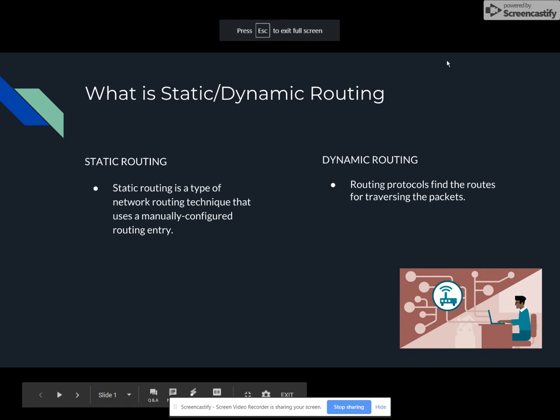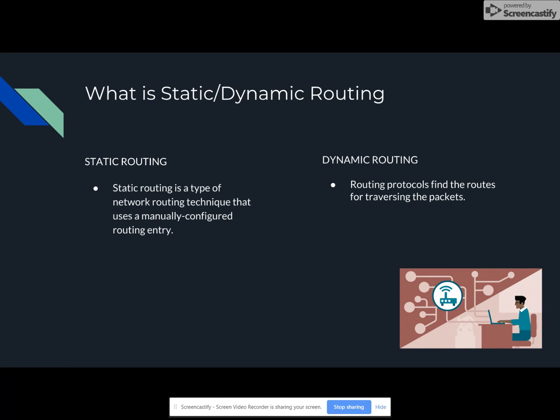So what is static/dynamic routing? Static routing is a type of network routing technique that uses a manually configured routing entry. Static routes are fixed and do not change if the network is changed or reconfigured. It is essentially manually done by the system administrator. For dynamic routing, routing protocols find the routes for traversing the packets, and it uses a route that a network routing protocol adjusts automatically for topology or traffic change.